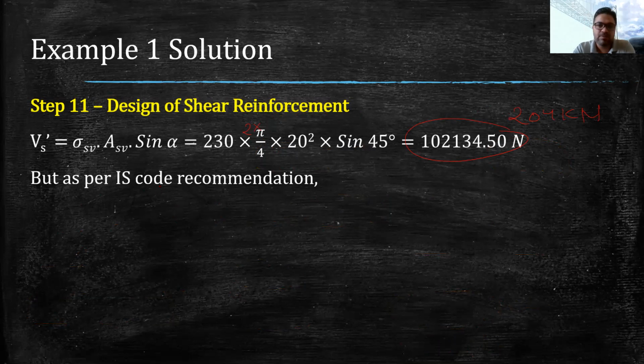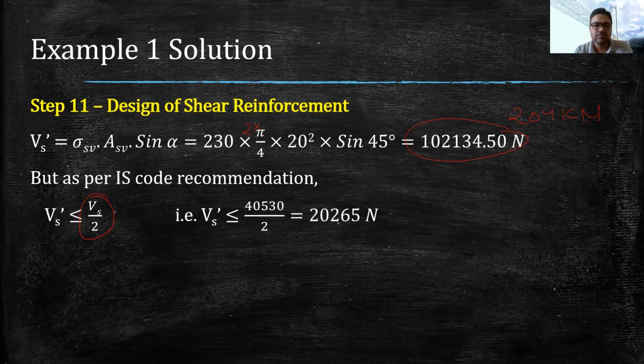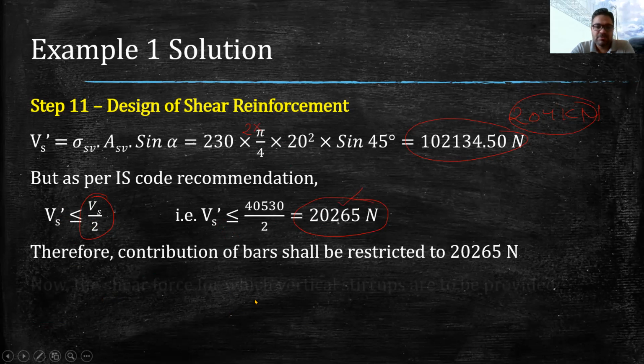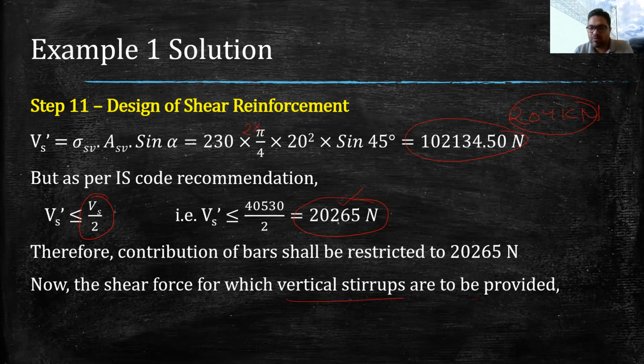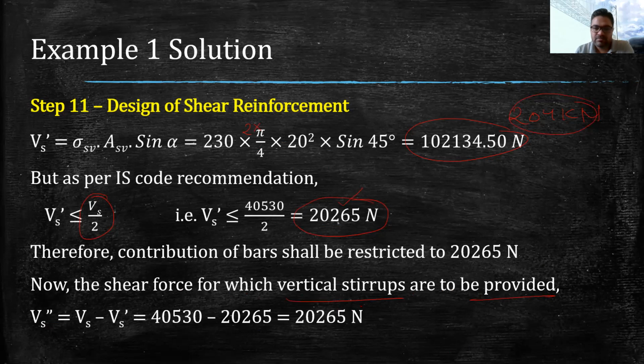As per IS code recommendation, the contribution of the bent up bar cannot be more than half of the shear force which is to be resisted by the shear reinforcement, which means Vs dash should be less than or equal to Vs by 2. So although the contribution is more than 204 kilonewton, we are restricted to have the Vs dash value as 20.265 kilonewton. We will consider only this much contribution of the bent up bar, and the remaining shear force will be resisted by the vertical stirrups. So the shear force for which vertical stirrups are to be provided will be the remaining half, this one. We will design our shear stirrup for this much force only.